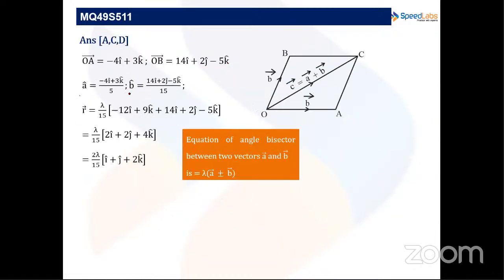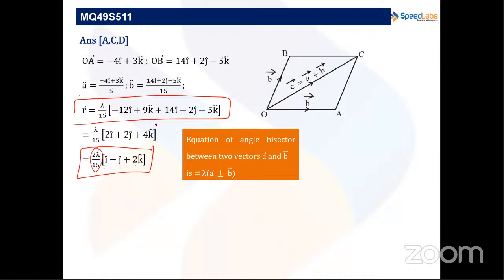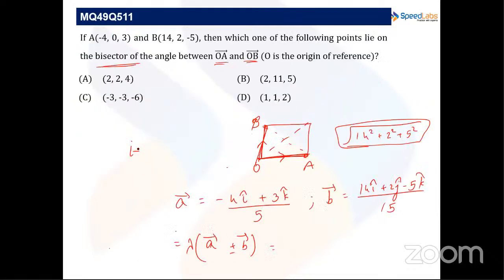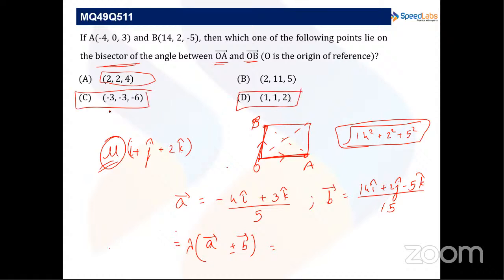So from A plus B, we will be getting the vector R, and its value will be i cap plus j cap plus 2k cap, and it will be the sum multiple. So let's see which options satisfy our condition. For i cap plus j cap plus 2k cap, and outside we have some constant value mu. So the points that will satisfy are (2, 2, 4), (1, 1, 2), or any other multiple of this, that is (-3, -3, 6). So our correct options will be A, C and D.